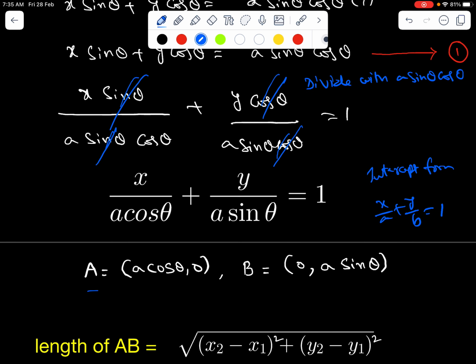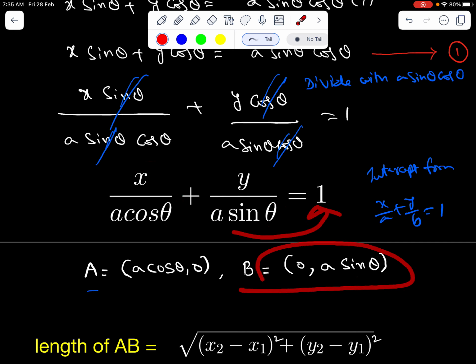Why? Because A is a point on x axis. Therefore, y is equal to 0. Therefore, A is equal to a cos theta comma 0. B is a point on y axis. Therefore, x is equal to 0. Y is equal to a sin theta. Therefore, B is equal to 0 comma a sin theta.